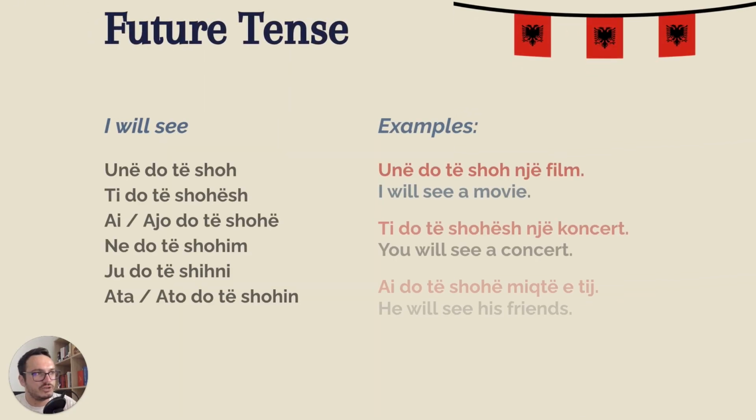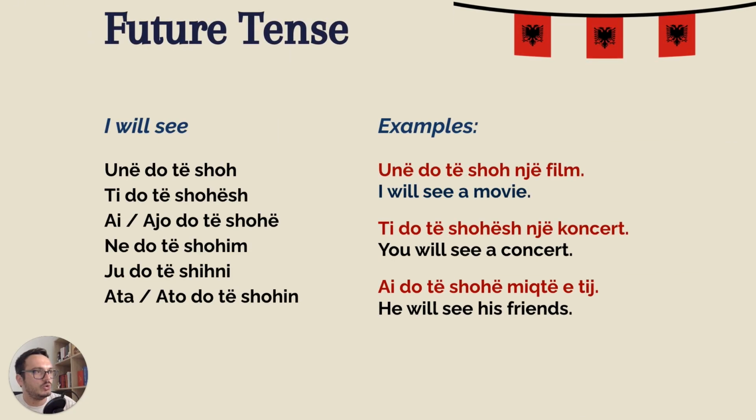In the future tense, I will see. Unë do të shoh, I will see. Ti do të shohësh, you will see. Ai, ajo do të shoh, he or she will see. Ne do të shohim, we will see. Ju do të shihni, you will see. Ata or ato do të shohin, they will see.